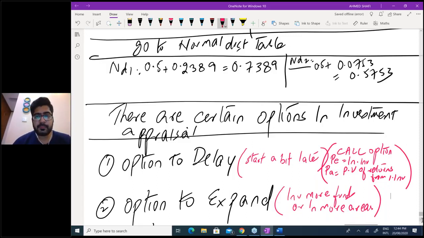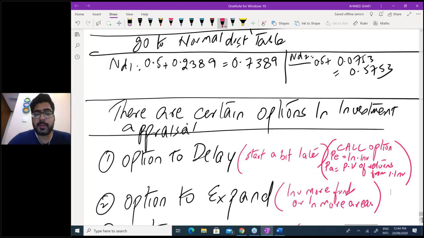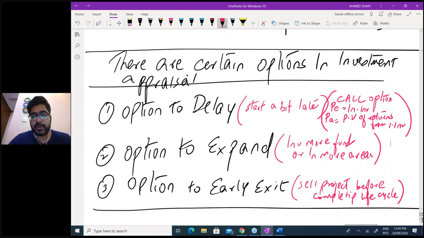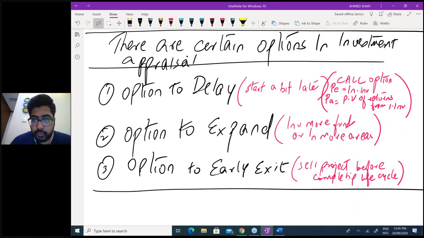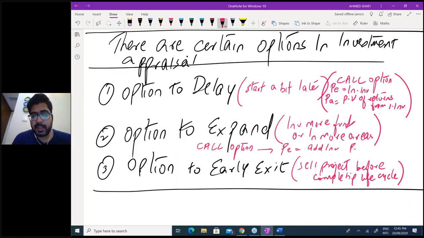Option to expand means invest more funds or in more areas. Since it also involves investing, this is also considered a call option, where PE is the additional investment and PA is the present value of returns from the additional investment.